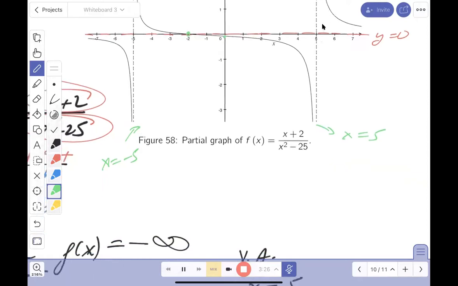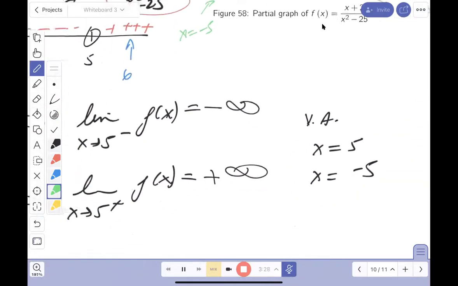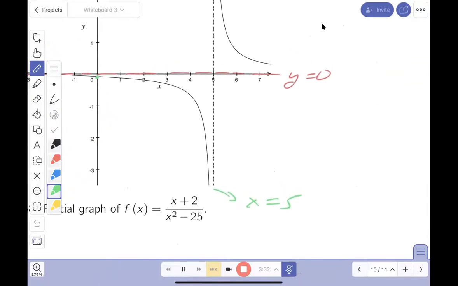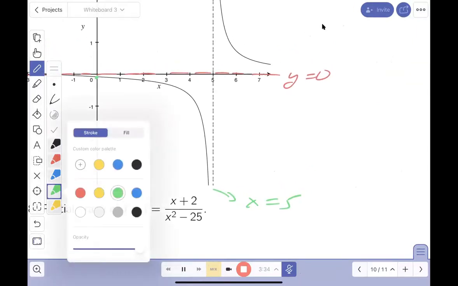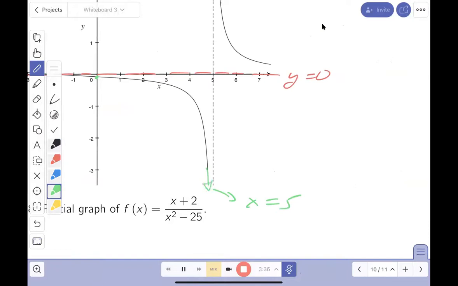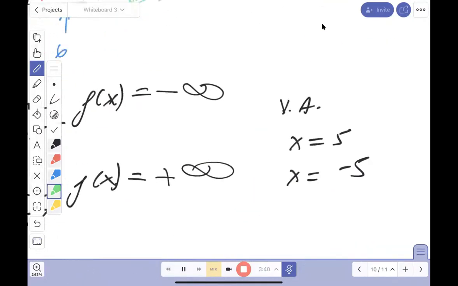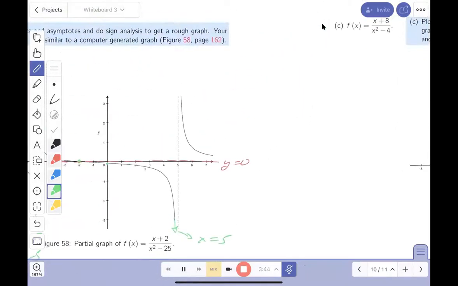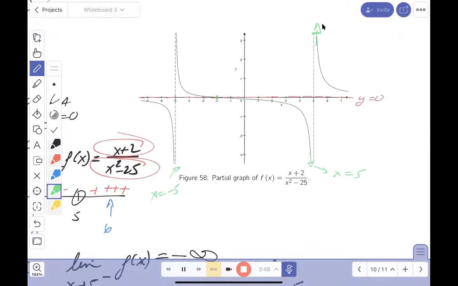All right, let's take a look at it. I'll talk about limits now. If you're going to 5 from the left side, it's minus infinity. Let me point out what I mean by that. It's this thing over here. At 5 from the left, it goes to minus infinity. 5 from the right, plus infinity. Let's go over here. 5 from the right, plus infinity. All right, let's keep going.